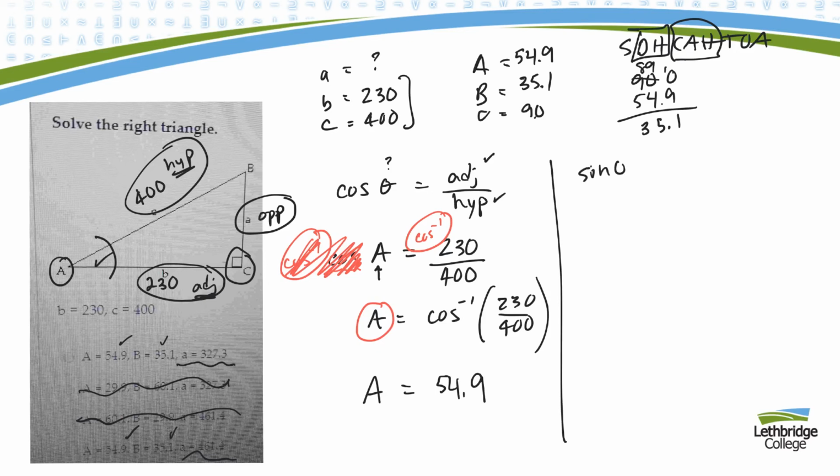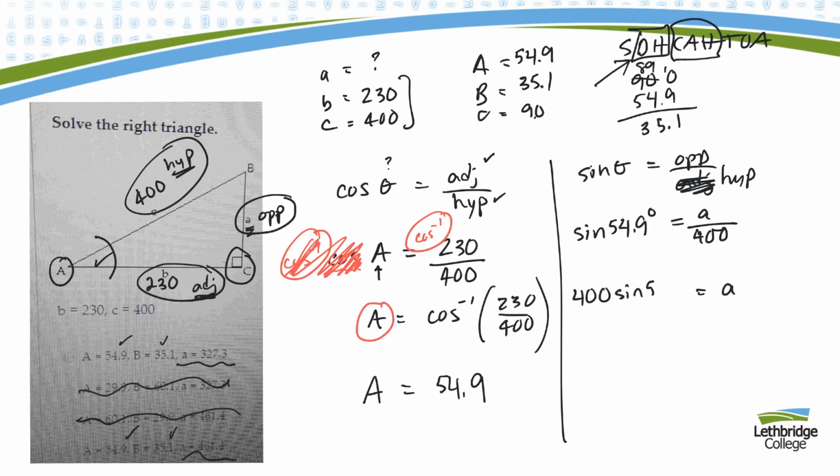So the sine of an angle is equal to the opposite side over its hypotenuse. So the sine of 54.9 degrees is equal to the opposite side, which we're calling A, divided by, whoops, I probably said adjacent, but sine is opposite over hypotenuse, right there. Over the hypotenuse side, which is 400. So to find A, I just have to take the 400 and multiply it by the sine of 54.9.